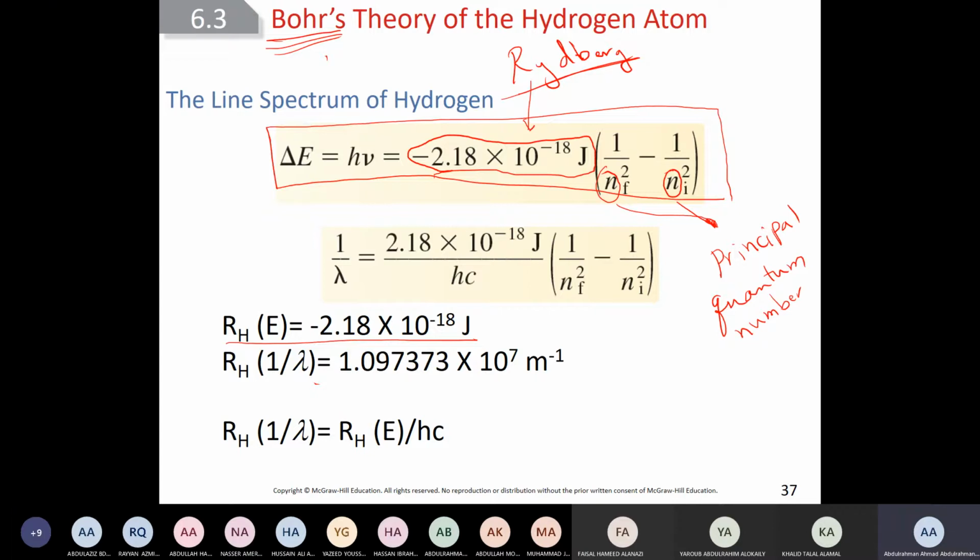But if you want it for energy, use this equation. If you want it for meter, then use this constant. Is there a relation between them? Yes. Actually, RH with lambda is same as RH of energy divided by h, which is Planck's constant, and c, which is speed of light.